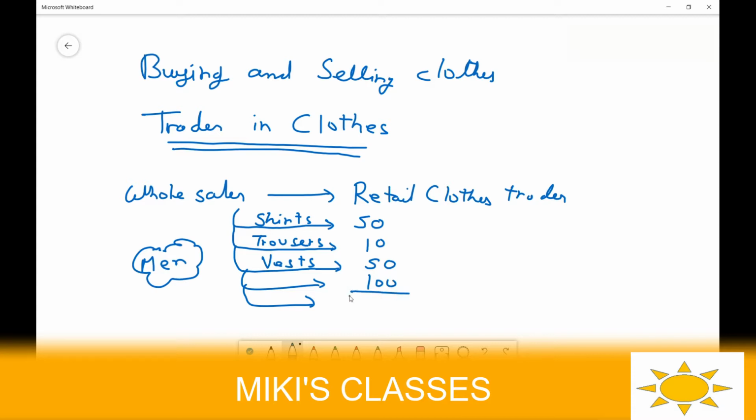Now, all of these have a different price, right? Shirts might cost 1,000 rupees. The trousers might be 1,500 rupees. The vests might be some 200 rupees. And these other items might be some other prices. All these which I mentioned here are the prices. Now you cannot sum up the physical units, right? What is this 50, 10, 50, 100? All of these are the physical units.